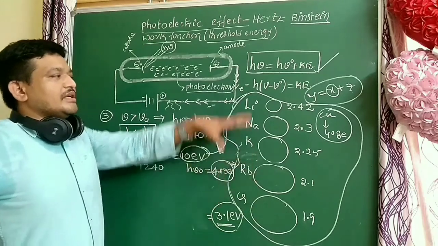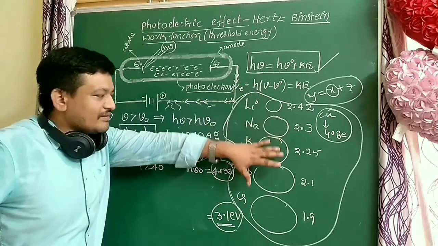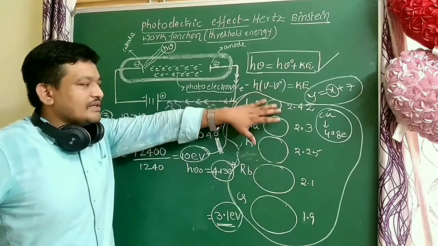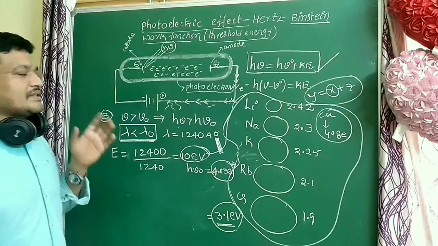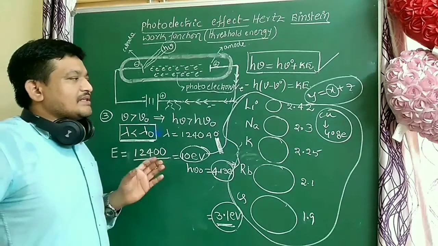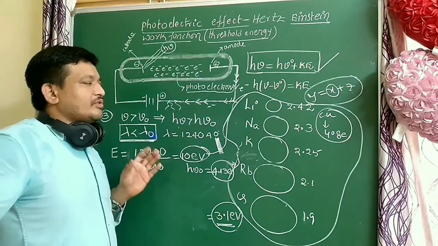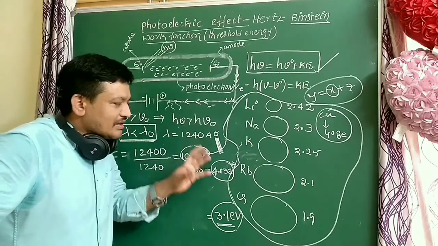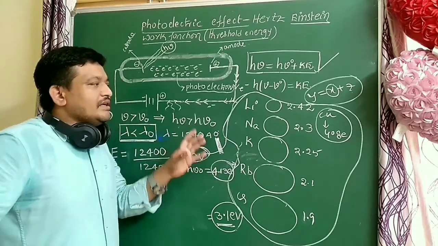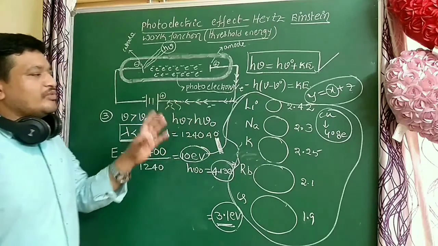Why? Because the threshold energies are very less. Very less threshold energies, that is very, very important, students. When light falls on the metal surface, it easily releases the electrons. That is very, very important.